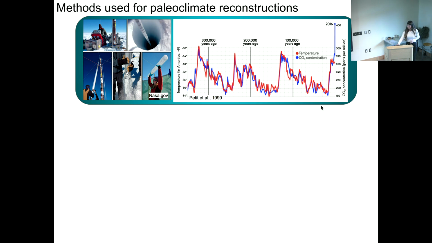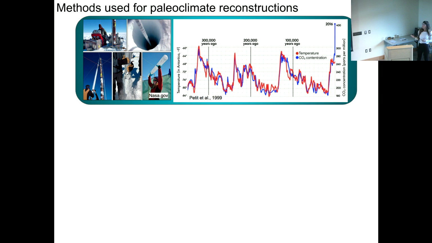Some methods that are used for paleoclimate reconstructions include things like ice cores. So this is a picture of NASA scientists at Lake Vostok in Antarctica, which is an extremely cold area, close to the interior of Antarctica. And they are taking a large drill and drilling down as deep as they can into the ice to access very, very old ice that is believed to be up to 400,000 years old.